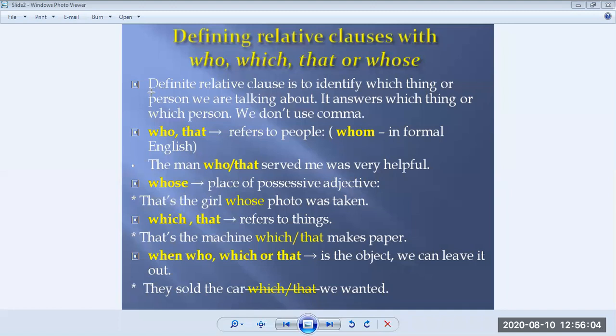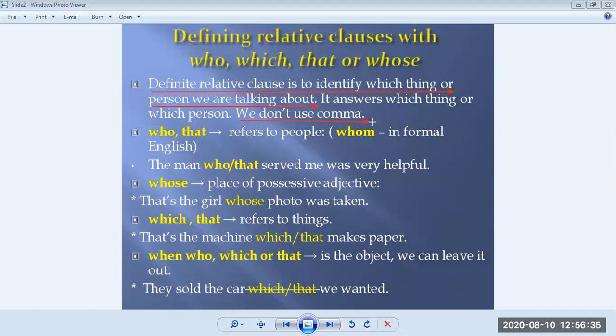A definite relative clause identifies which thing or person we are talking about. In this case, it answers which thing or which person. We don't use a comma. Yesterday, the last lesson of the grammar, we were using some of the linking words with commas, some of them necessary, depending on the position in a sentence.